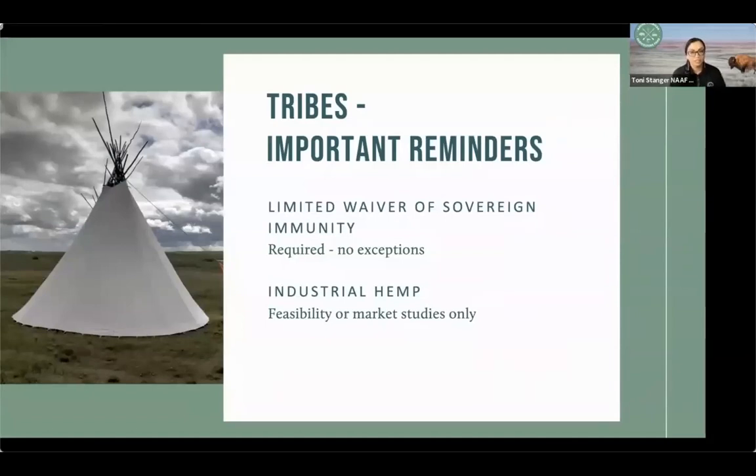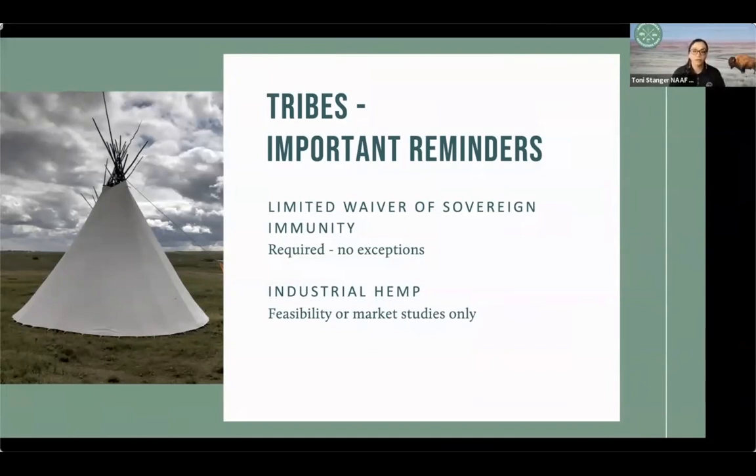Other information, as I stated earlier, important reminders for tribes: tribes are required to provide limited waivers of sovereign immunity. And they are required. This was required by our trust agreement, and there are no exceptions.